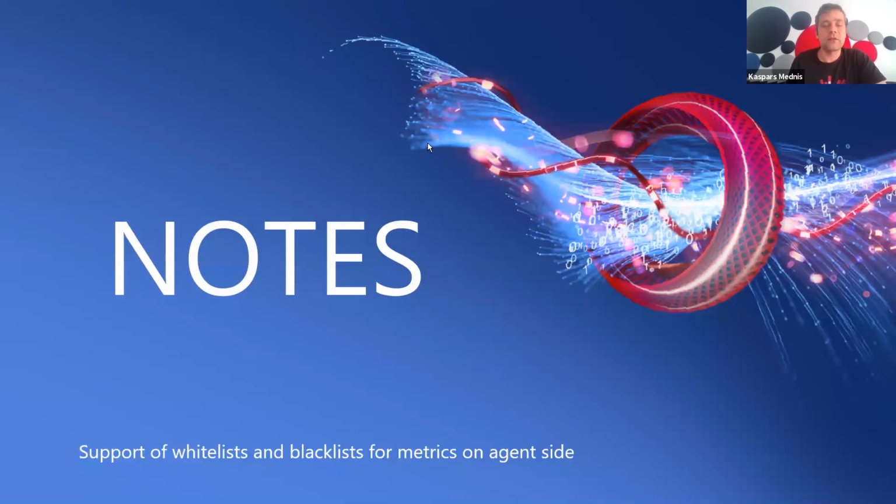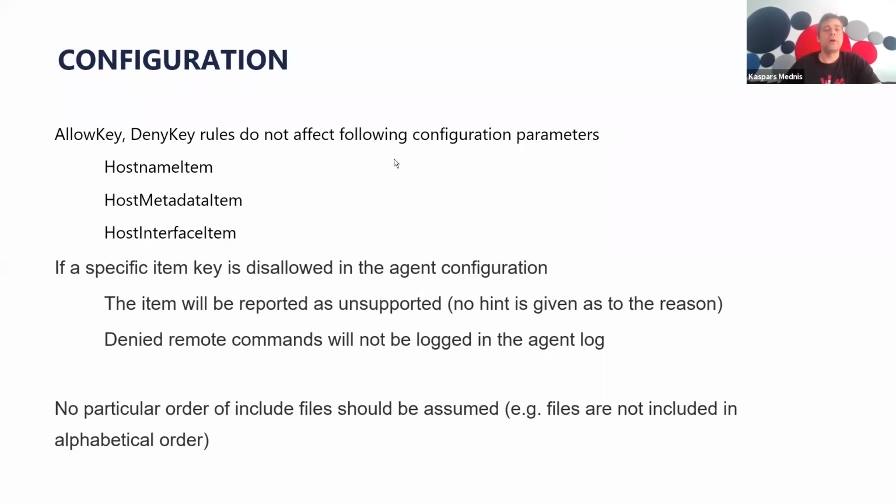Notes. As a conclusion, a few notes. Allow keys and deny keys do not affect the following configuration parameters. So the hostname item, host metadata item, and interface item can still use those keys which are denied, because in such places they are not accessible by users. Those keys are just specified in configuration, for configuration purposes, they cannot be executed by users intentionally, and this is safe. So you can deny some keys, and they will still work for those parameters.